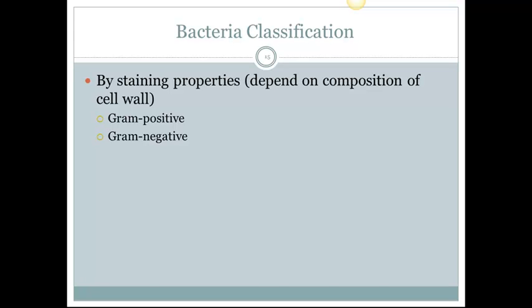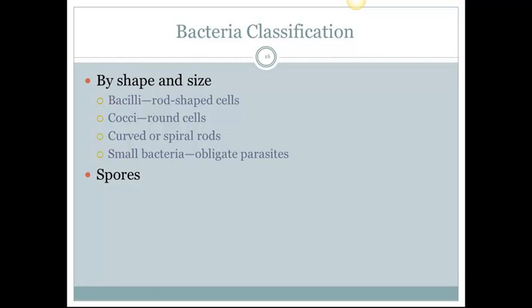Bacteria are also classified based on their staining properties, which depends on the composition of the cell wall. Gram-positive usually are purple in color and gram-negative are usually pink to reddish color when looking under a microscope.